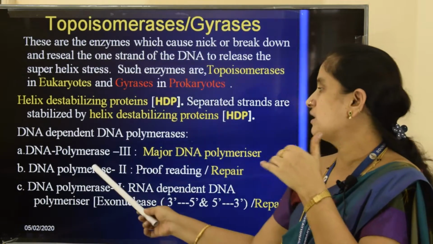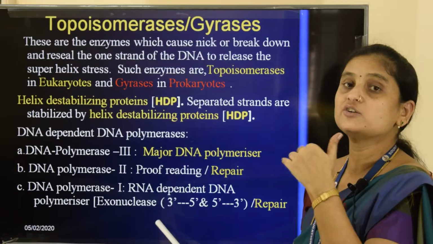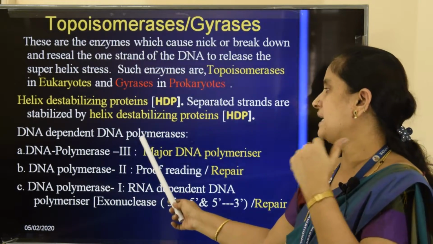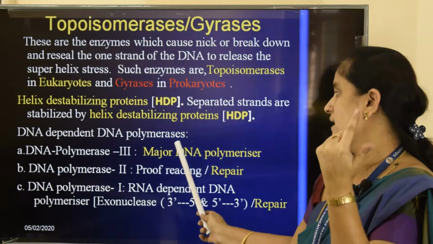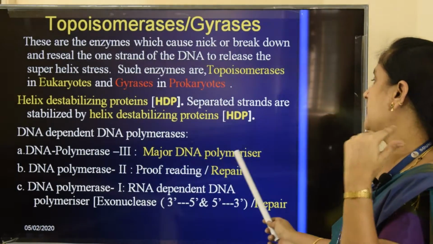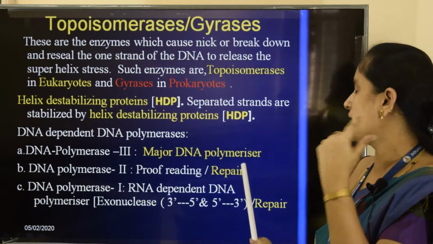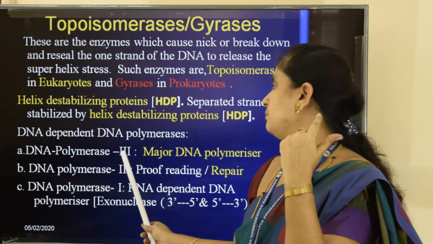Now let us see the role of each one of the enzymes. DNA polymerase 3, as I mentioned, is a DNA dependent DNA polymerase. It is the major DNA polymerizer. You have to remember this for your competitive examination as well as for your board examination.